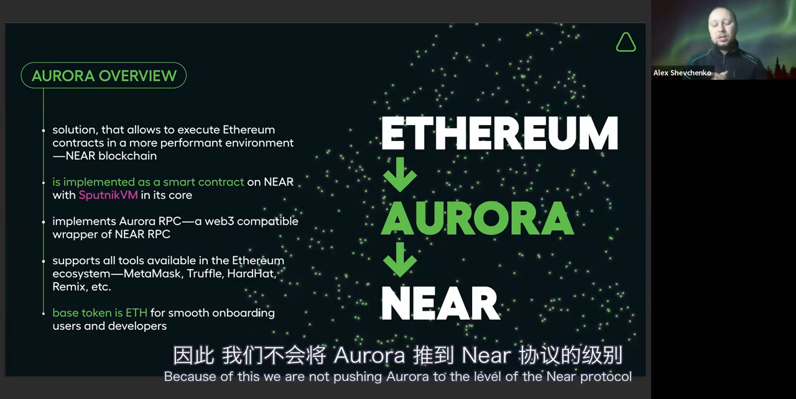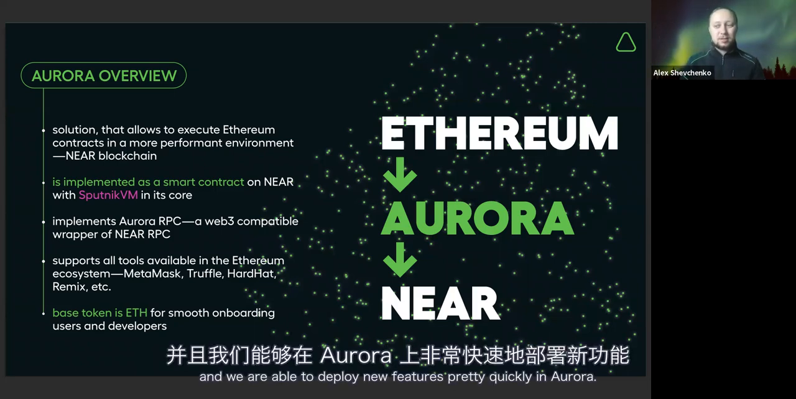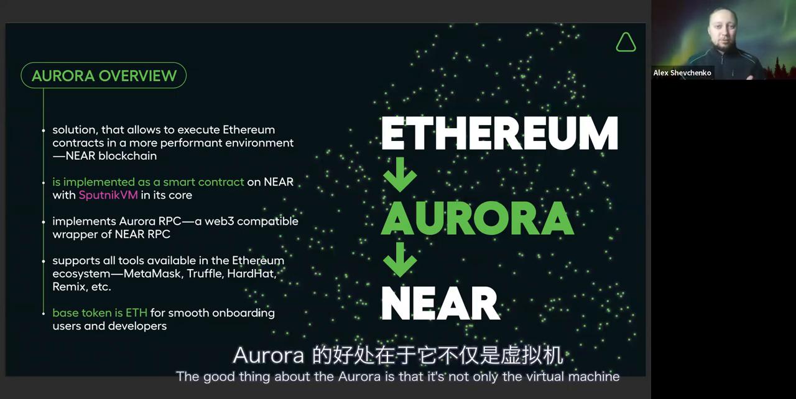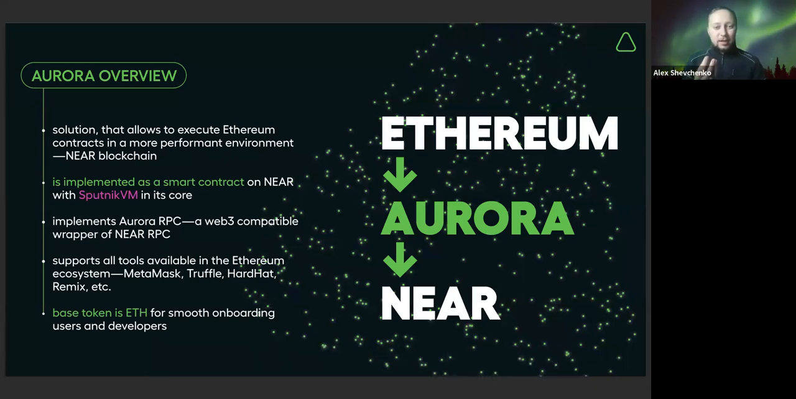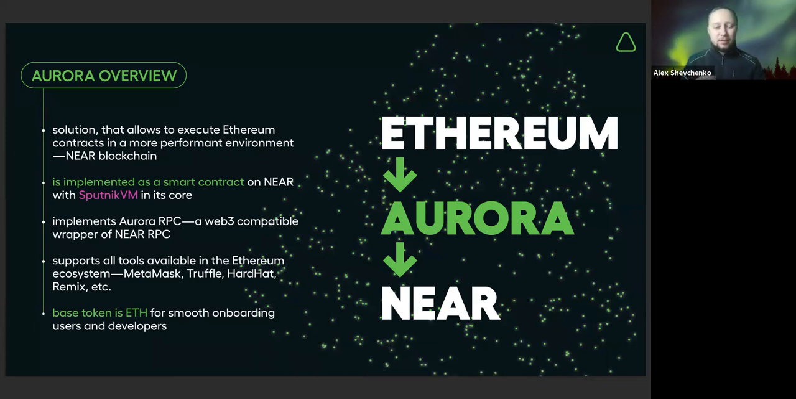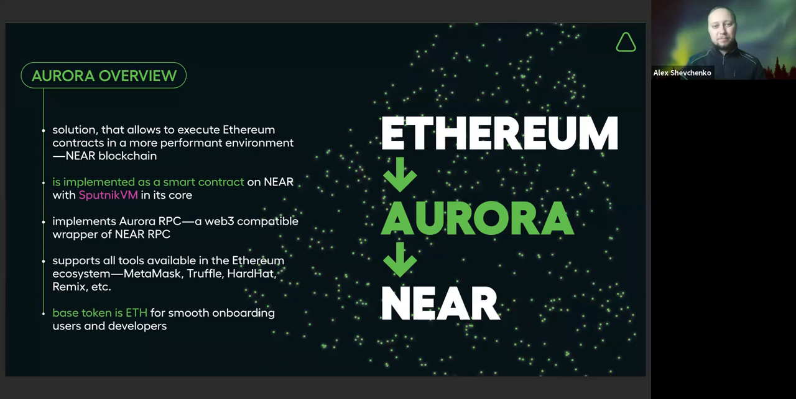Because of this, we are not pushing Aurora to the level of the Near protocol, which allows for pretty fast iterations, and we are able to deploy new features pretty quickly on Aurora. The good thing about Aurora is that it's not only the virtual machine, it's also a Web3 compatible RPC through which all of the Ethereum tooling is able to connect to Aurora.